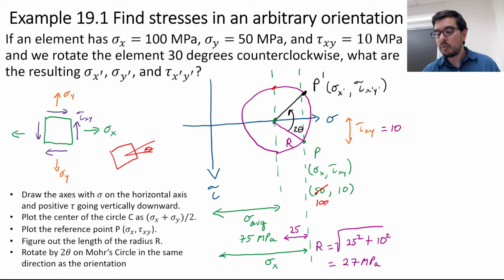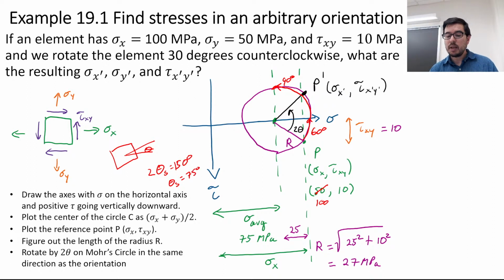Before, what we said is, from here to here, this was 60 degrees. And then from here to here, we've got to go another 90 degrees. 90 plus 60 is 150. So 2 theta S would have been 150, so theta S would have been 75 degrees, clockwise.